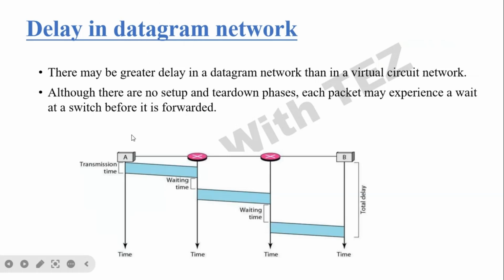Delay in the datagram network: there are no setup or teardown phases, but if you can see, A is sending, in between there are two switches, and B receives. Whatever is being sent, since the resource was not available at that particular time, a waiting period is introduced. Because of this, there might be a greater delay in the datagram network compared to virtual circuit network. If you notice here, waiting time and waiting time here, and the total delay is so much. So there is a delay in datagram network compared to virtual circuit network.